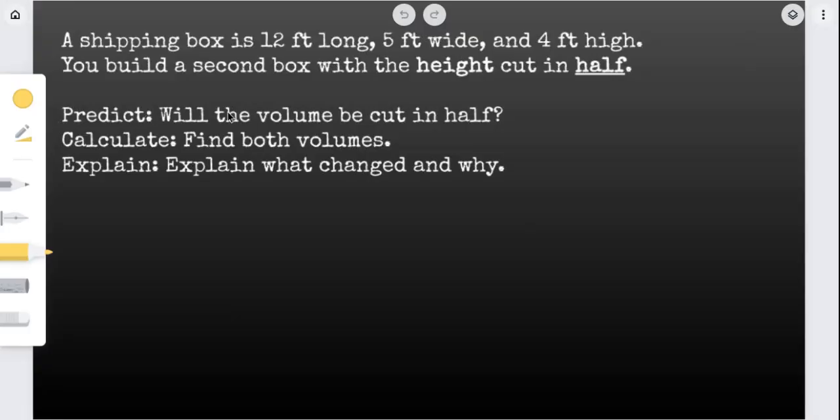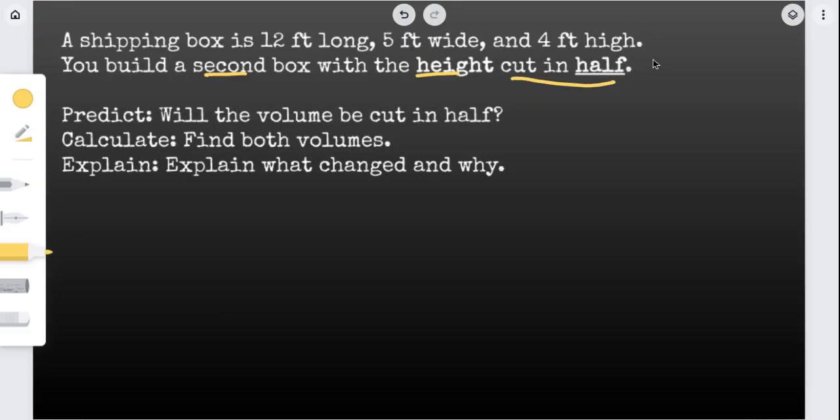Welcome back. I hope you didn't have much trouble. I'm sure you did great. Let's look through this one together. A shipping box is 12 feet long, 5 feet wide, and 4 feet high. You build a second box with a height cut in half. Ooh, so on the last ones we were doubling. This one we're cutting in half.